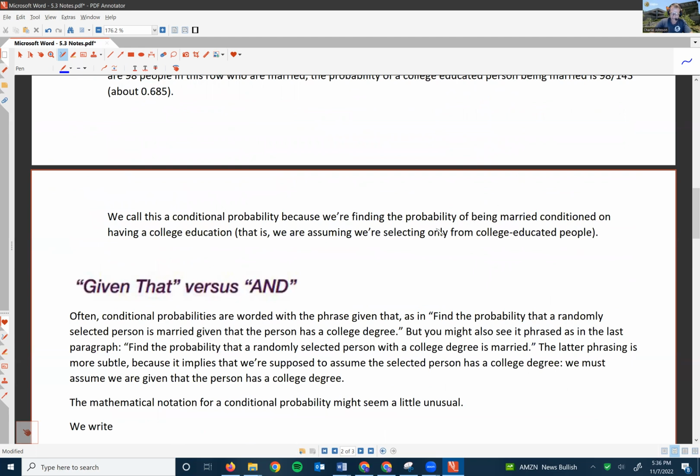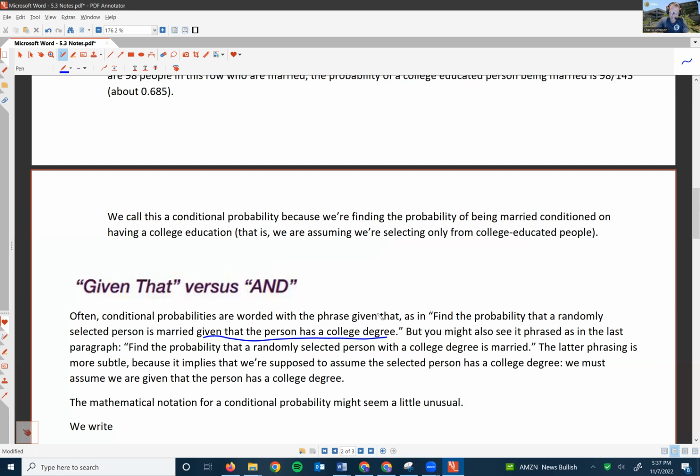Often conditional probabilities are worded with the phrase "given that," as in, find the probability that a randomly selected person is married given that the person has a college degree. So we're saying we can only stay in the college degree row and then look at the married entry. But you might also see it phrased as, in the last paragraph, find the probability that a randomly selected person with a college degree is married. This phrasing is more subtle. It implies that we're supposed to assume that the selected person has a college degree. We must assume we're given that the person has a college degree.